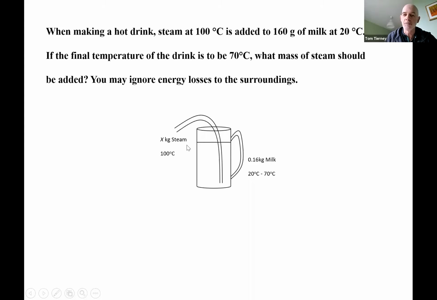We don't know how much steam, so that's our X, that's our unknown. It's going in at 100. And of course, that steam will then condense and cool down to 70 degrees because it's going to stay inside the milk, whereas the milk will have to heat up from 20 to 70.